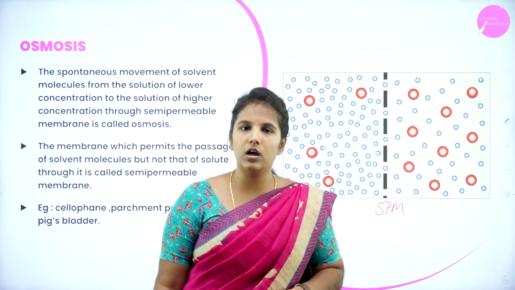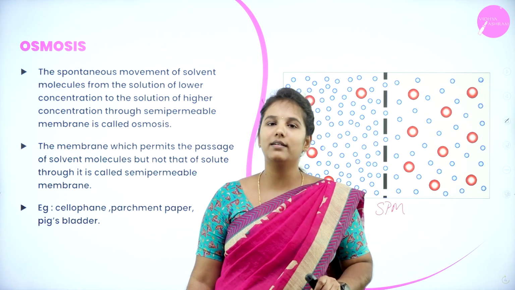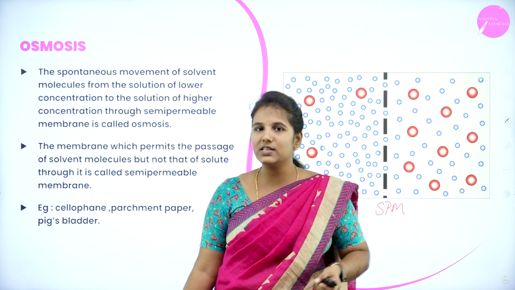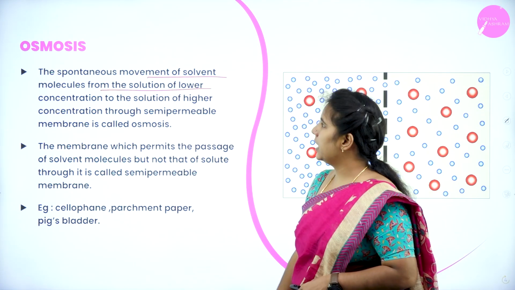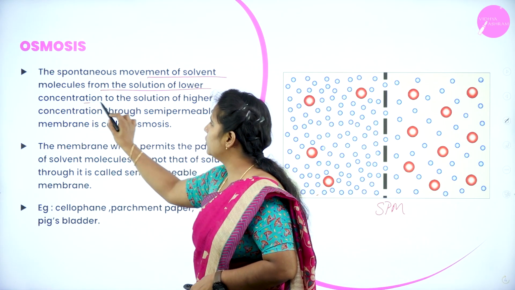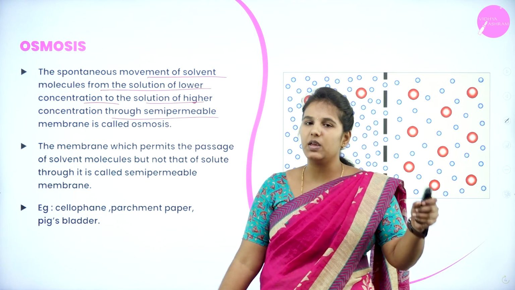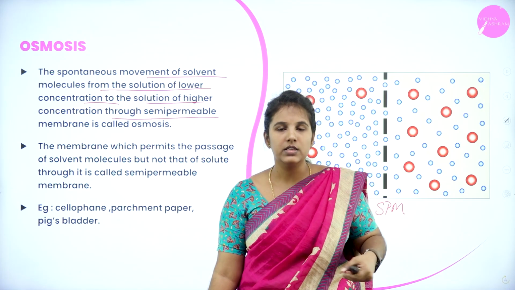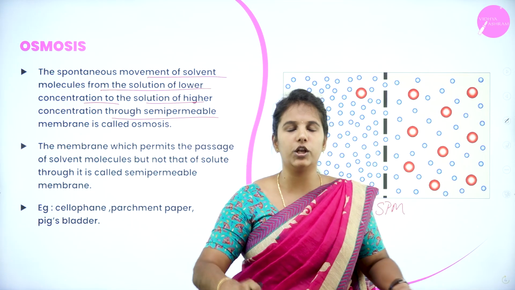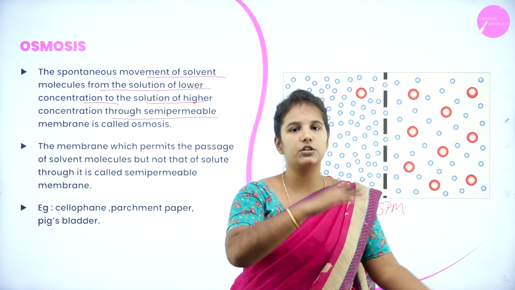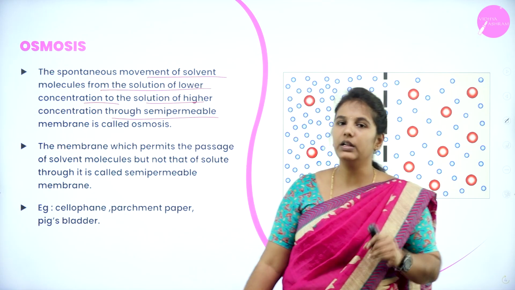We learnt about osmosis and also about diffusion in our lower classes. So what is osmosis? It is nothing but a spontaneous movement of solvent from a lower concentration region to the higher concentration region through a semi-permeable membrane. It is a flow of solvent molecules from a lower concentration region to the higher concentration region through a semi-permeable membrane.